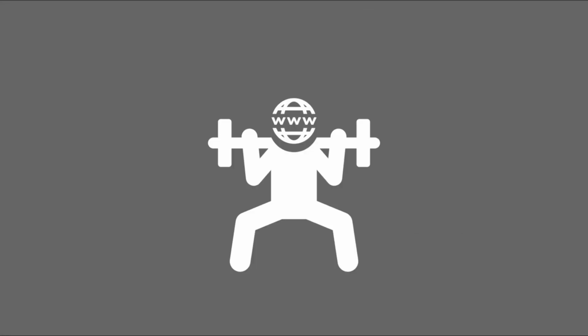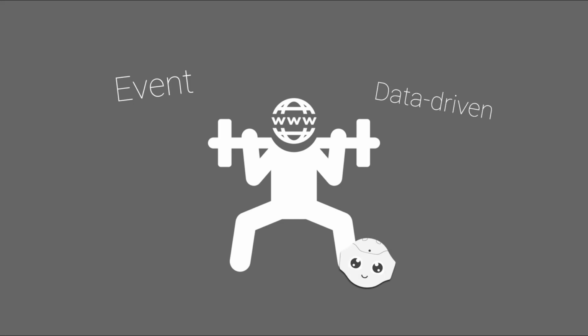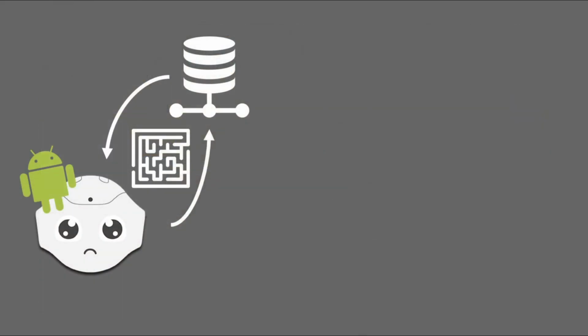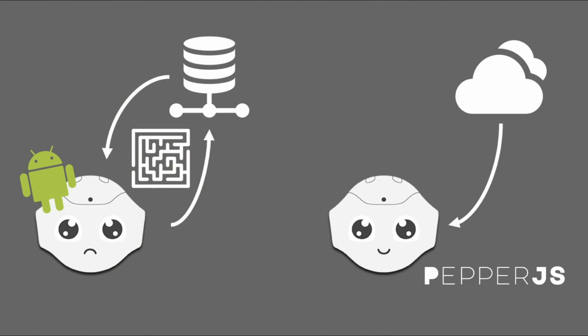Web applications are much more suited to the event and data-driven, content-rich applications that are Pepper's strength. Take a simple store greeter application that shows the users the newest products in store. Why build a clunky, complex Android application when you could build a simple, data-driven website with complete access to all of Pepper's robot functionality that is simply served to Pepper when required?